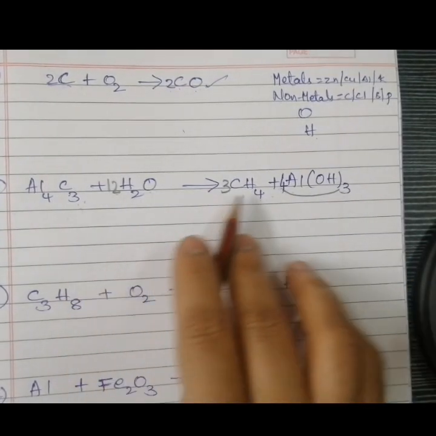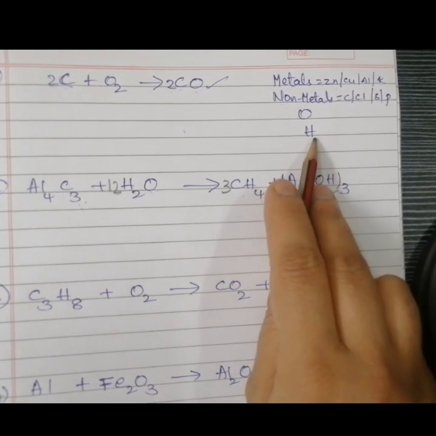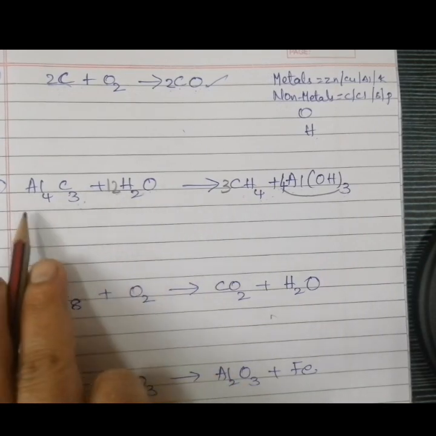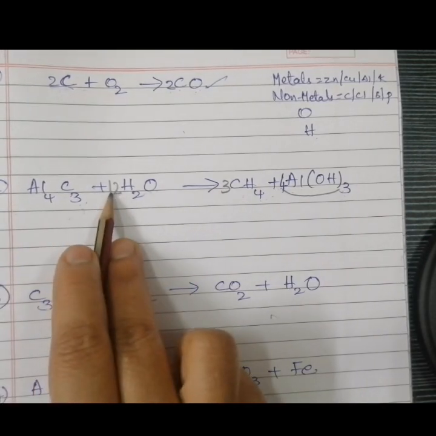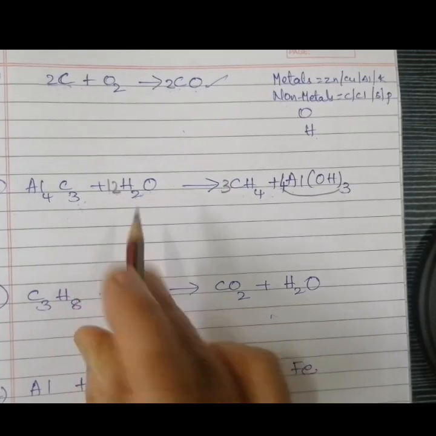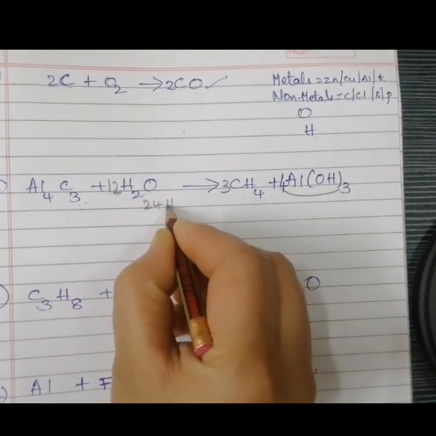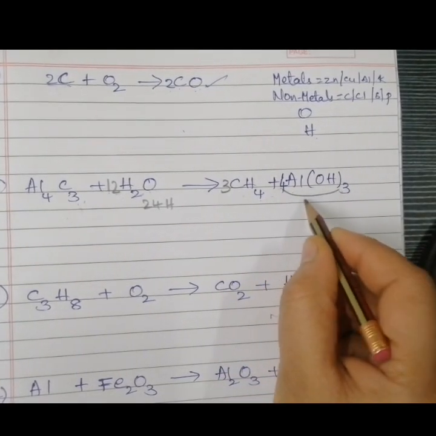Okay. Now what is the next step here? Here hydrogen is there. How many hydrogens are there here on the left hand side? 12 2s are 24. 24 hydrogens are there here. Okay. How many hydrogens are there here?